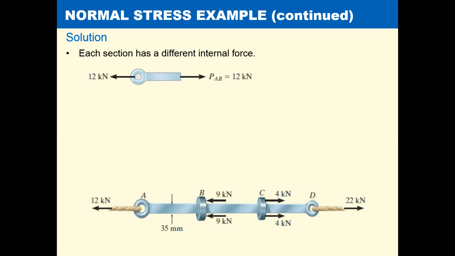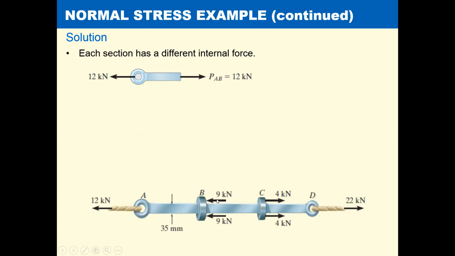For the first free body diagram, we're going to isolate this region here and draw that free body diagram. We're going to cut the section somewhere between A and B, and apply equilibrium with our external force and internal force. It's very easy to see with that particular problem that the internal force between A and B is 12 kilonewtons.